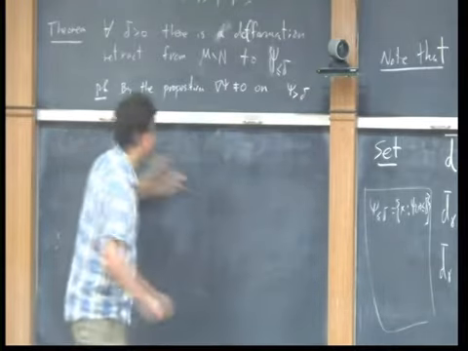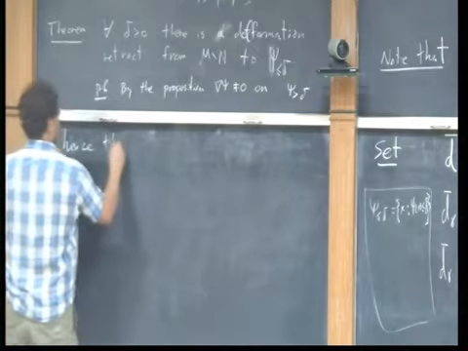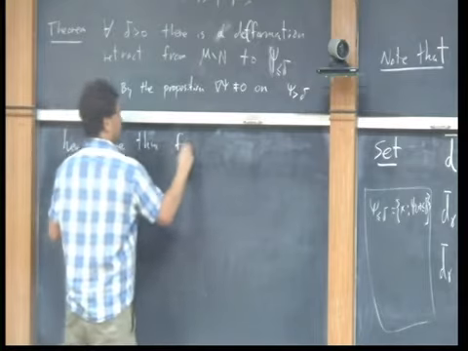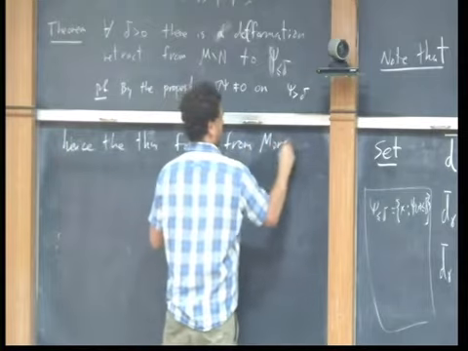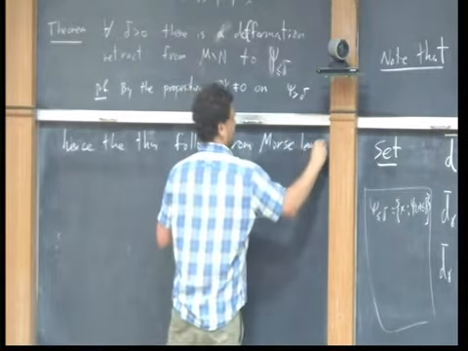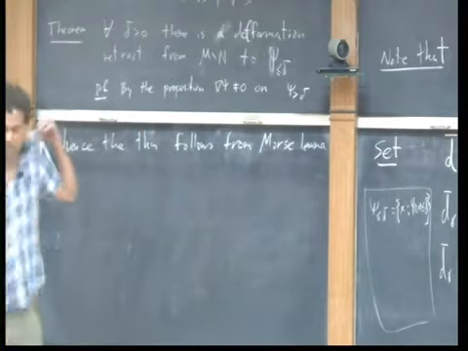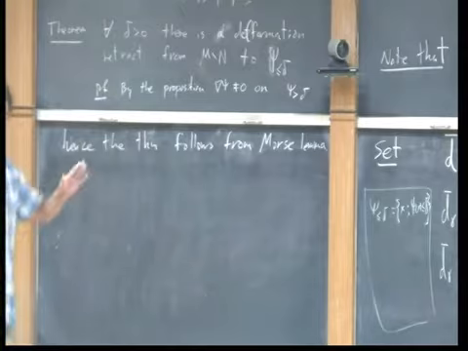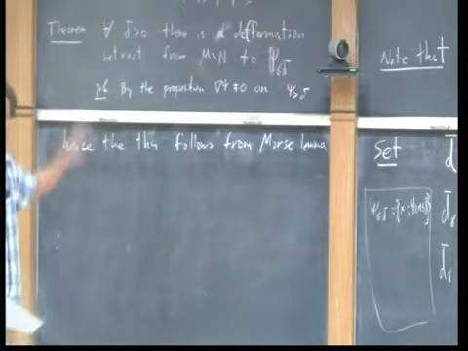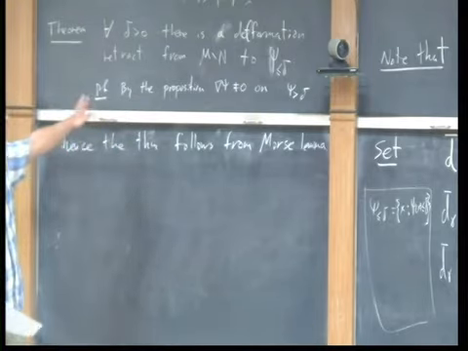lemma. So should I write Morse lemma? Tell me the theorem follows from. Should I write it? So I call this Morse lemma. In geometric group theory, people call Morse lemma the fact that every quasi-geodesic in hyperbolic metric spaces is close to a geodesic. There are several things called Morse lemma, they are related, but that's a different Morse lemma. This is the most basic lemma in Morse theory.